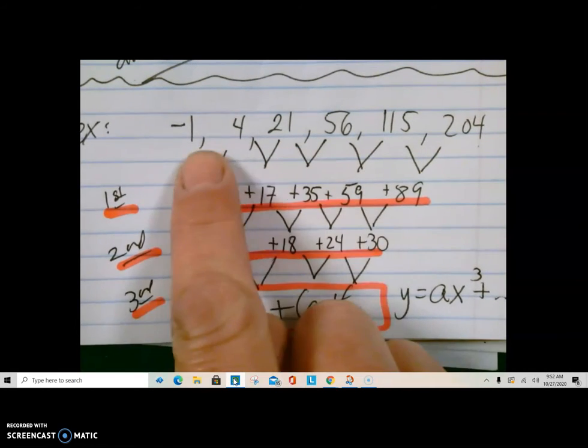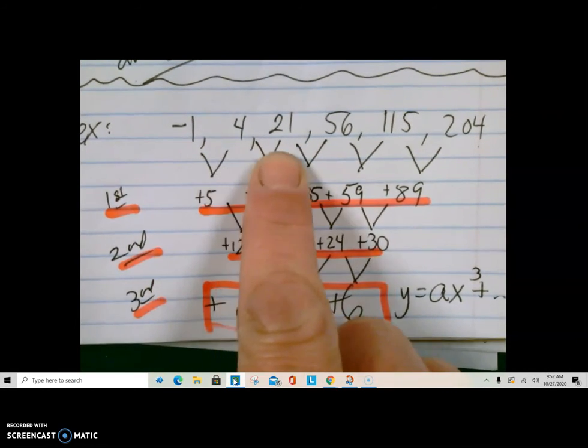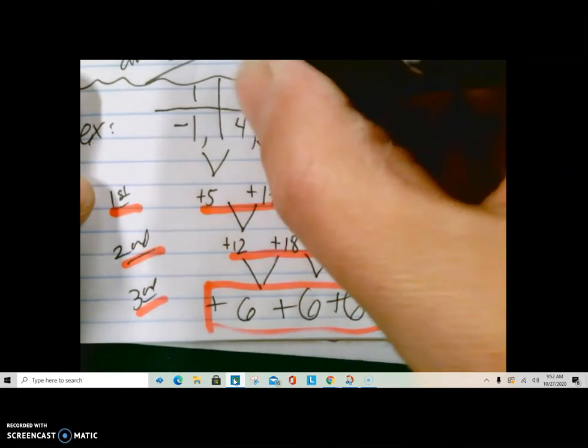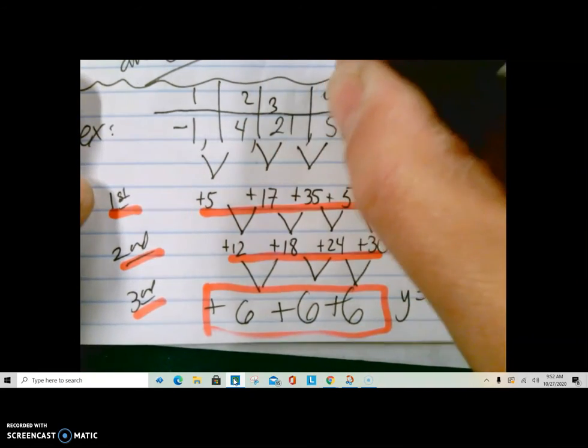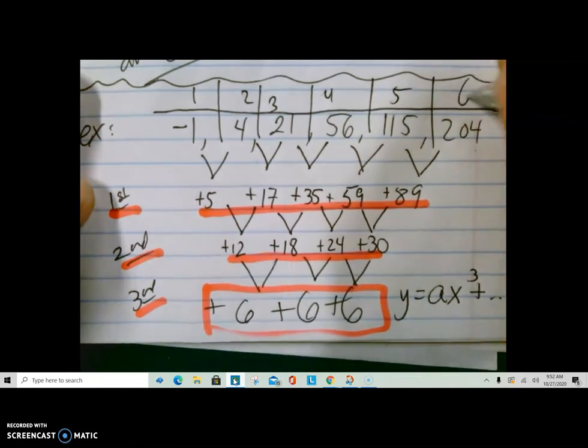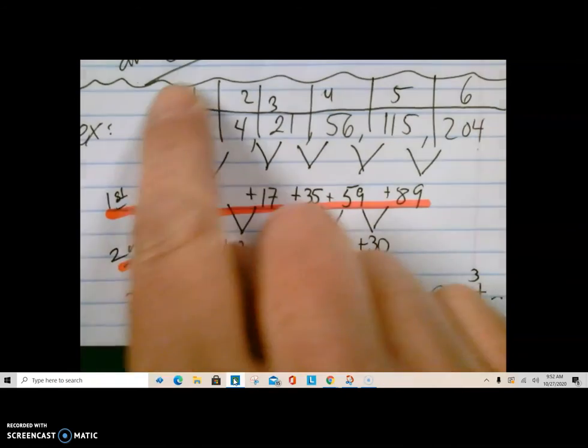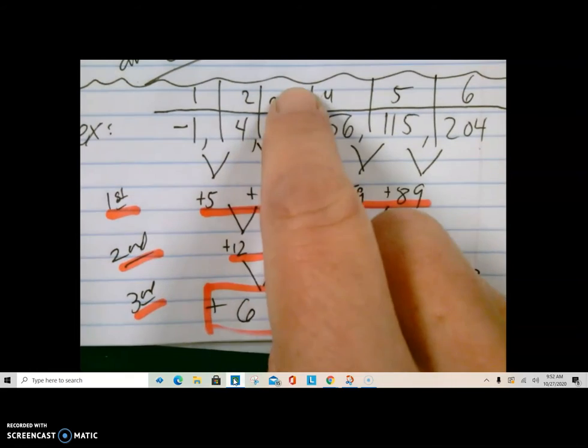1, -4, so this will be the first one, second one, third one. So if we were going to make a table out of this, this would be our first term, second term, third term, fourth term, fifth term, sixth term. So we didn't have numbers for this, but this was the first one. This was our second term. This was our third term.